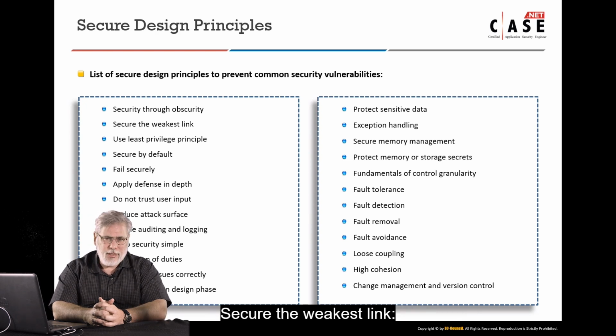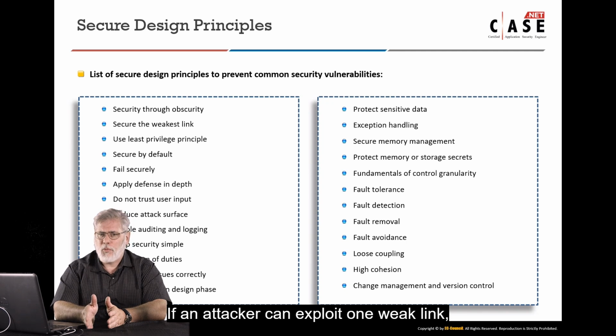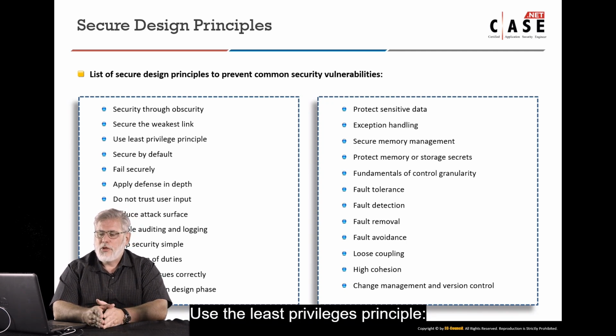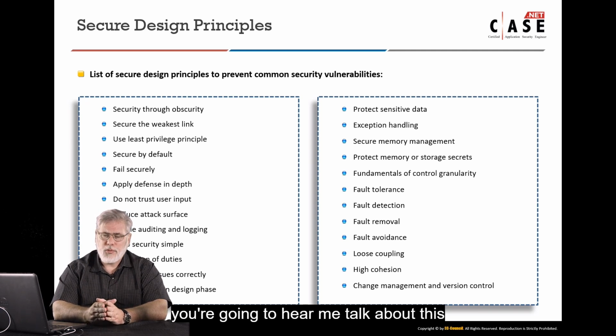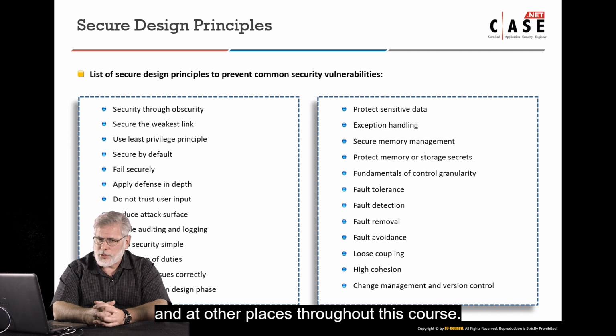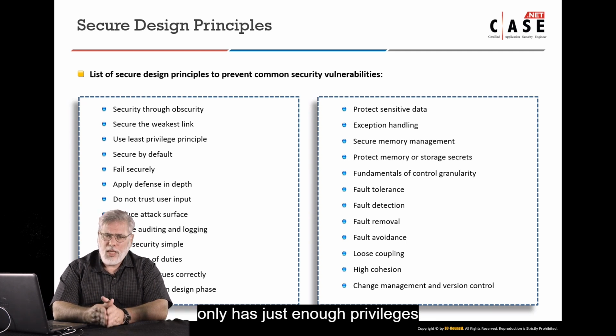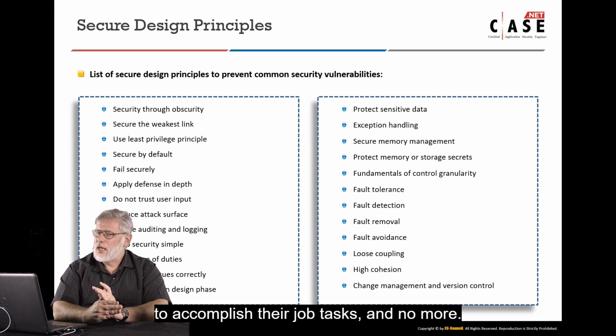Secure the weakest link. Doesn't matter if your application has dramatically robust security throughout. If an attacker can exploit one weak link, the other parts really weren't important. Use the least privileges principle. You're going to hear me talk about this throughout this module and in other places throughout this course. Least privileges means that any user, any system, any service, any process only has just enough privileges to accomplish their job tasks and no more.